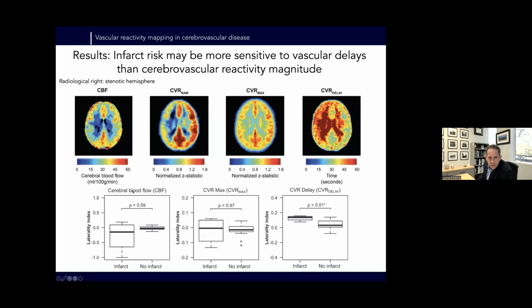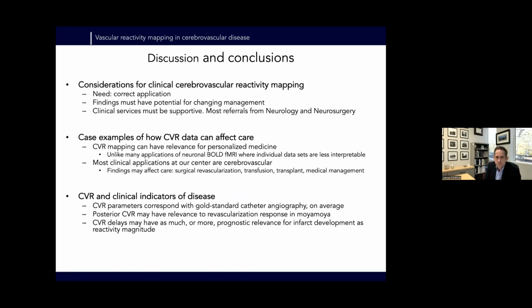So if you look at the cerebral blood flow, those that had infarcts versus those that didn't, not significant. There's a wide range here. Same thing for the maximum reactivity. Didn't see a significant difference. What we did see is if you look at the reactivity delays, those that developed infarcts had much longer reactivity delays than those that did not develop infarcts. So it's evidence that not only looking at the maximum reactivity, but also looking at these delays can be really useful and prognostic probably going forward.